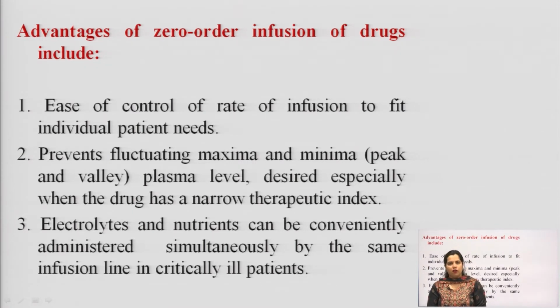One of the best identification methods. Electrolytes and nutrients can be conveniently administered simultaneously by the same infusion line in critically ill patients. So, in zero order infusion kinetics, these electrolyte and nutrient supplements can be simultaneously administered to the patients along with that particular drug administration if the patient's condition is not good.